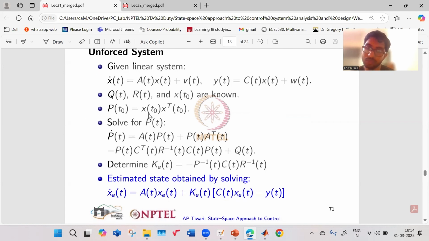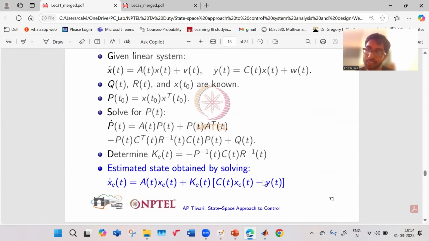So P(t0) is given by this. This will be a square matrix. Then we will solve for P, where P dot t is given by this equation. So it is a differential matrix Riccati equation, right? After they solve this, they will find the gain K_e(t), which is minus P inverse(t) C(t) R inverse(t). And after that, the estimated state is obtained by solving x hat dot t is A(t) x hat(t) plus K(t)(C(t) x hat(t) minus y(t)). So this is the algorithm.